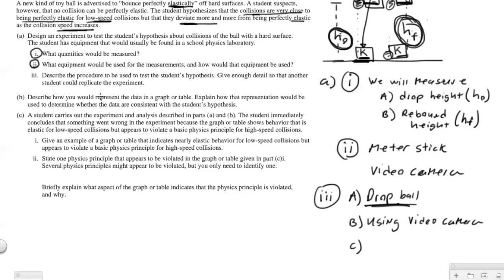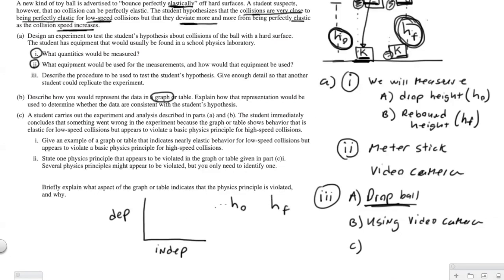Okay, on to part B. Part B says, how would you represent the data in a graph or a table? I think graphical would be the way to go. For the way we did it here, we have independent and dependent variables. The y-axis is always the dependent variable, and the x-axis should be independent. I don't know if they would mark you off if you did this wrong, but we're going to be graphing the drop height and the rebound height.